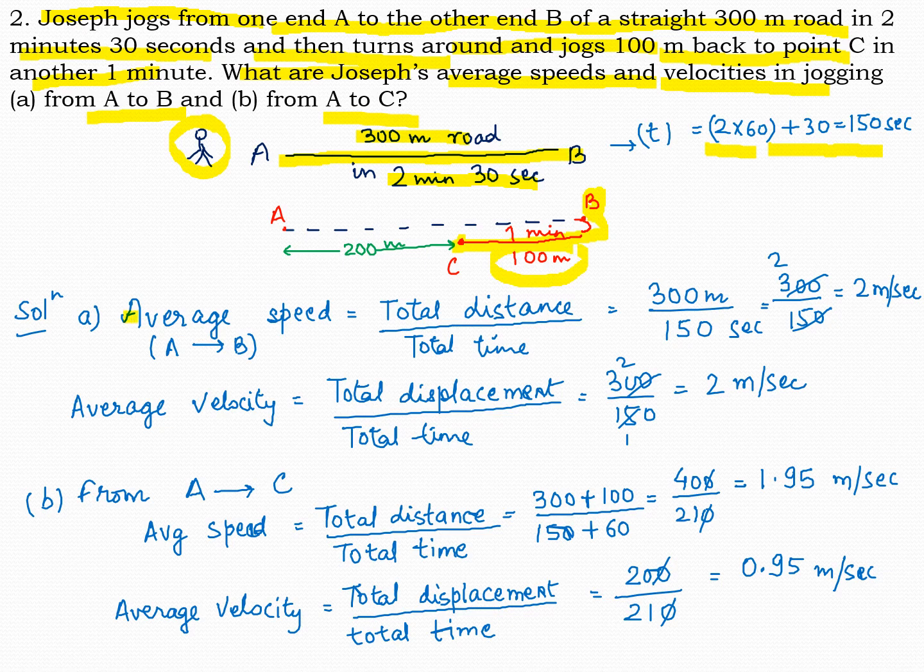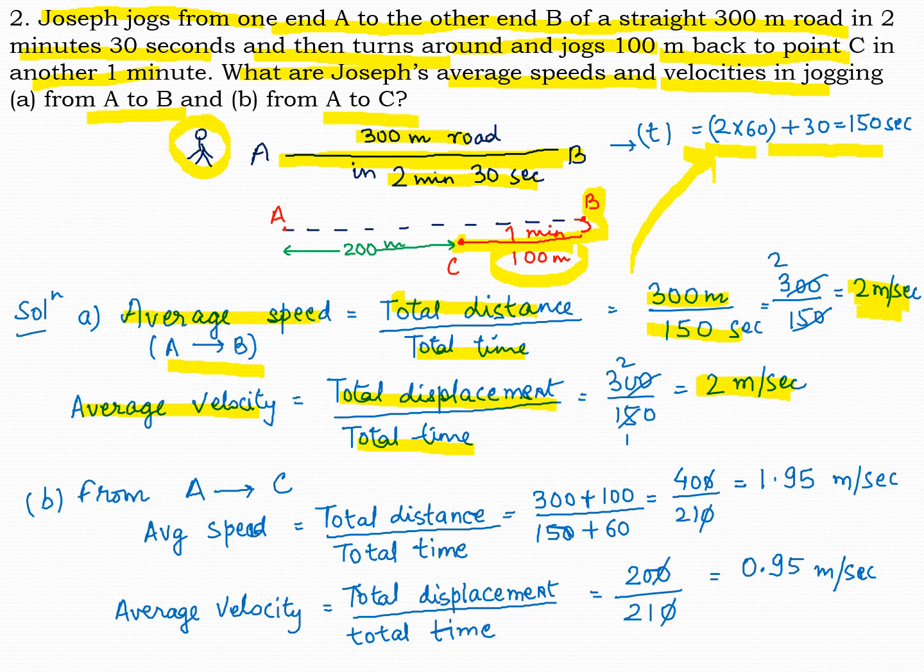So average speed when he is moving from A to B is the total distance by total time. Total distance is 300 meter and time we just calculated here, that is 150 seconds. So it is 2 meter per second. Average velocity, as you all know, is the total displacement by total time. So in this case, when the straight line is there, distance and displacement are same. That's why average velocity is also 2 meter per second.